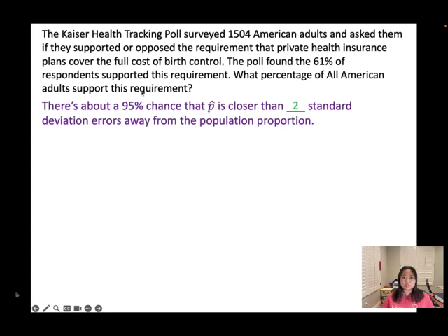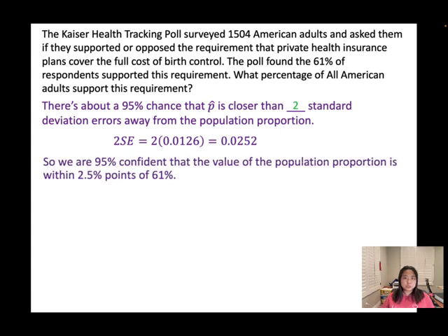So now we're going to calculate 2 standard deviations. Standard deviation here means the standard error, which we found from the previous slide. So we multiply it by 2. So you could say we are 95% confident that the value of the population proportion is within 2.5%. When you multiply by 100%, that will be 2.52. So it's within 2.5 percentage points of 61%. This 61% is the sample proportion.